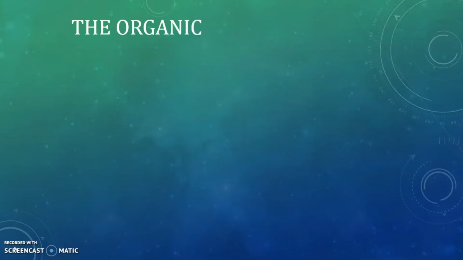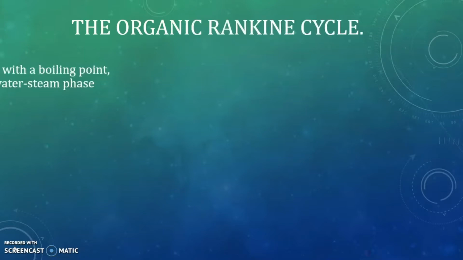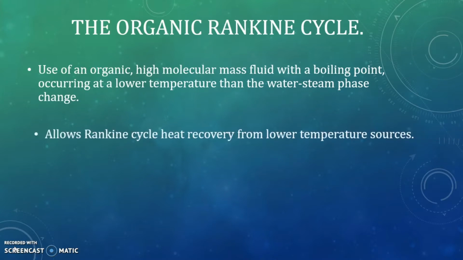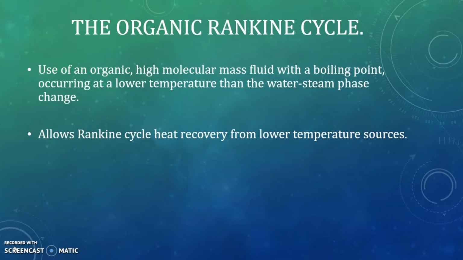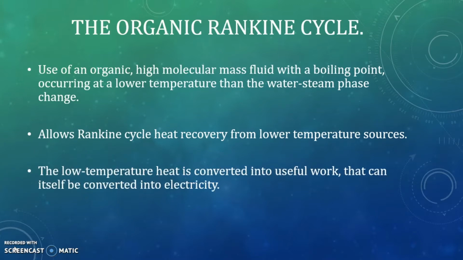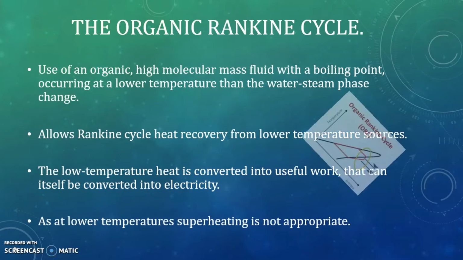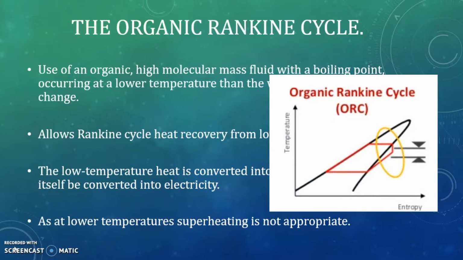The organic Rankine cycle uses an organic high molecular mass fluid with a boiling point occurring at a lower temperature than the water and steam phase change. It allows Rankine cycle heat recovery from lower temperature sources. The low temperature heat is converted into useful work, which in itself can be converted into electricity. As this happens at lower temperatures, there is no need for superheating.